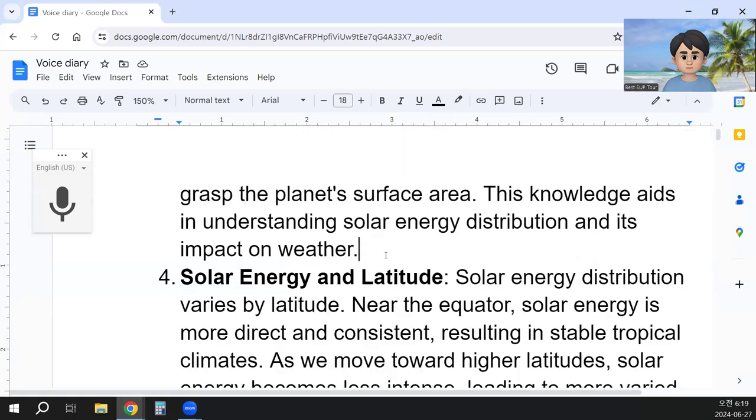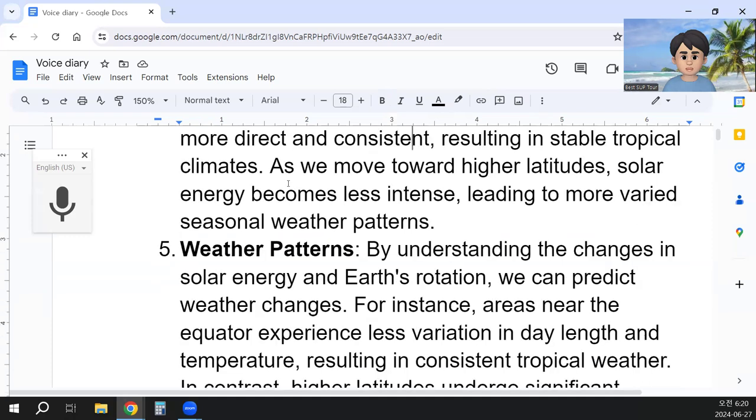Its knowledge aids in understanding solar energy distribution and its impact on weather. Solar energy and latitude. Solar energy distribution varies by latitude near the equator. Solar energy is more direct and consistent, resulting in stable tropical climate as we move toward higher latitude. Solar energy becomes less intense, leading to more varied seasonal weather patterns.